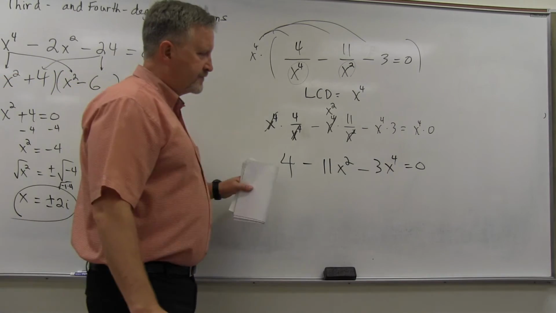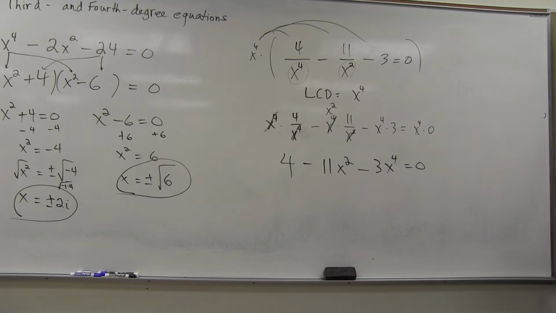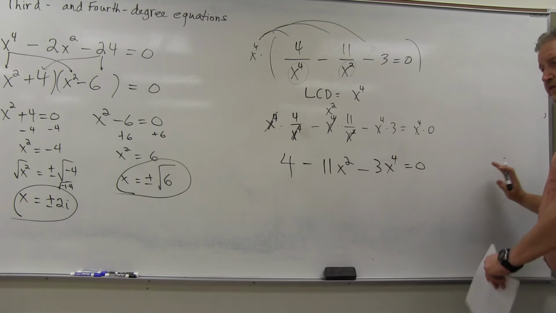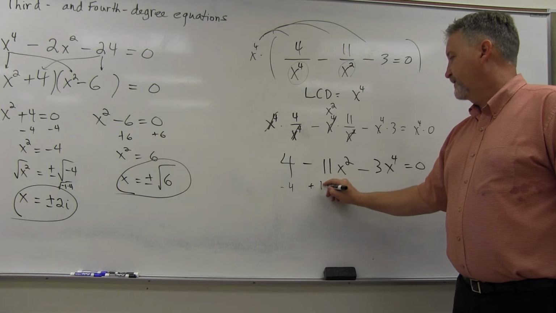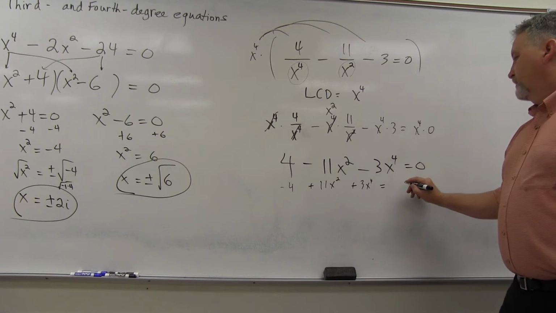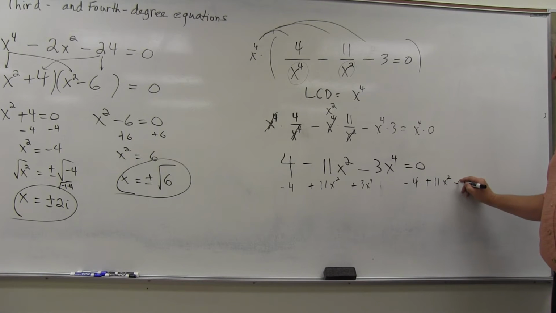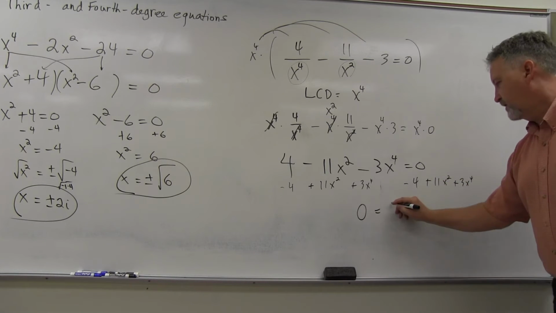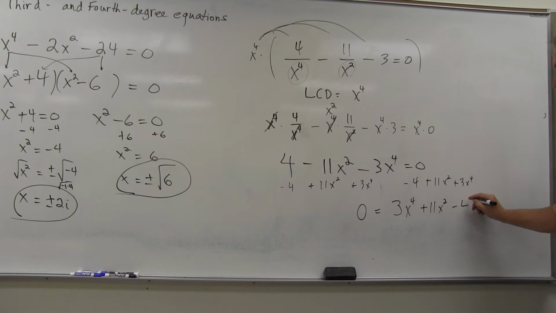All right, well, here's what I can do for this one. This one is going to set up very much like the other one. Let's just move all these terms over to make this one positive. So let's subtract the 4, add the 11x squared, and add the 3x to the 4th to both sides. And then let's write them in order: 3x to the 4th plus 11x squared minus 4.